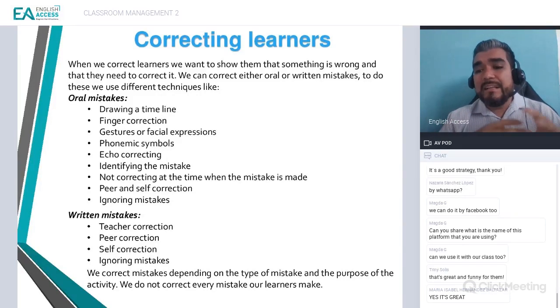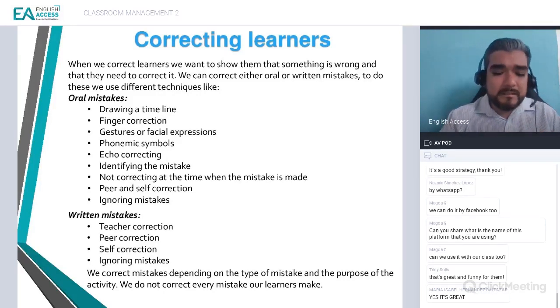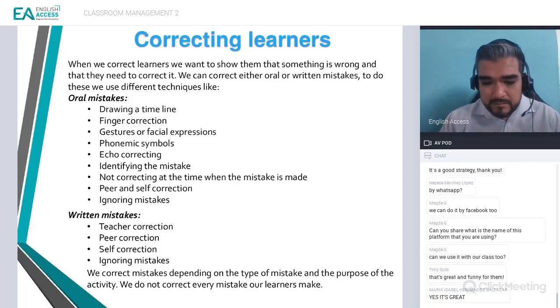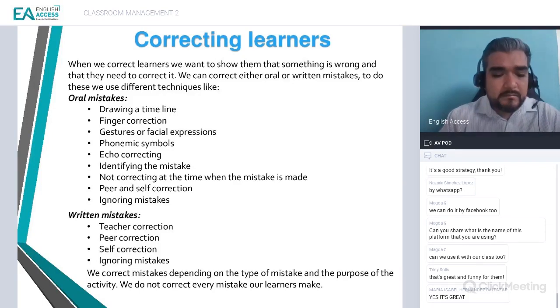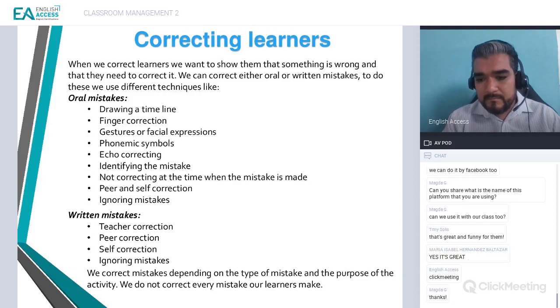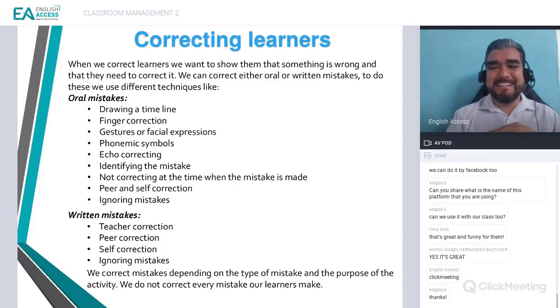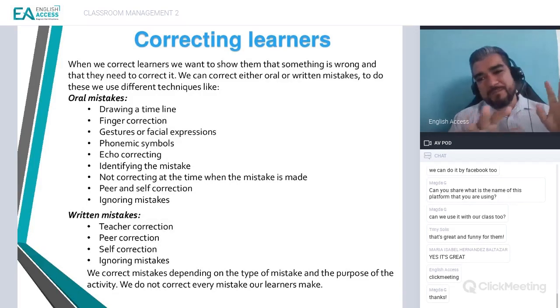And it's called Click Meeting. Let me write it. Click Meeting. That's the name. And it's cheap. That's the best thing. It's very cheap. It's in dollars, but I guess the lowest one is like $35. It's way cheaper than Zoom or the others.